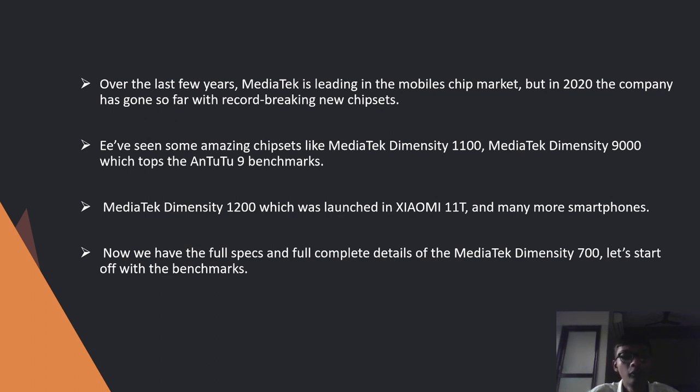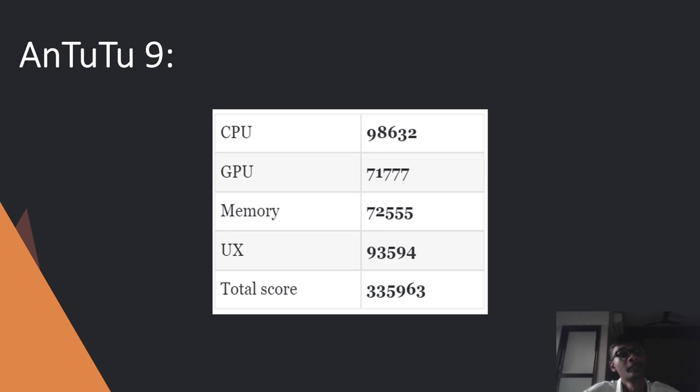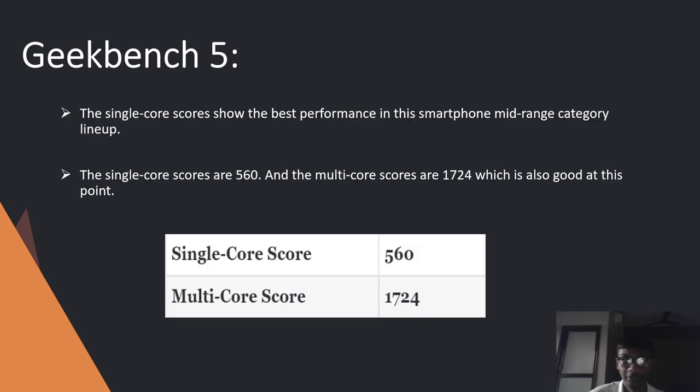Now we have the full specs and complete details of the MediaTek Dimensity 700. Let's start off with the benchmark. Here is the AnTuTu score for the MediaTek Dimensity 700 microprocessor. For CPU, the score is 98632. For GPU, the score is 71777. For memory, 72555. For UX, 93594. And the total score is 335963.